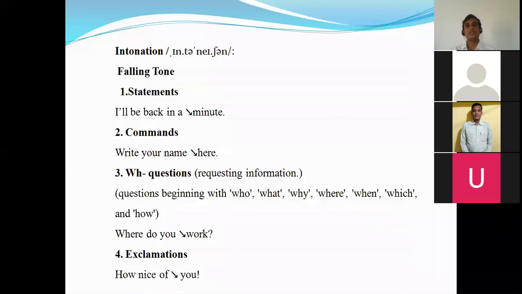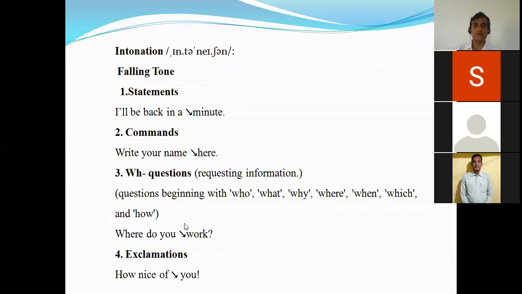Let's proceed further towards intonation. We say it one way here, but the exact pronunciation is different. There are three major types of intonation. First, falling tone. For example, in statements we use falling tone: I shall be back in a minute. We use it in commands: Write your name here. And in WH questions requesting information, questions beginning with who, what, why, where, when, which, and how. Where do you work, for example? And the fourth is exclamation: How nice of you. We use falling tone generally in statements, commands, WH questions and exclamations.